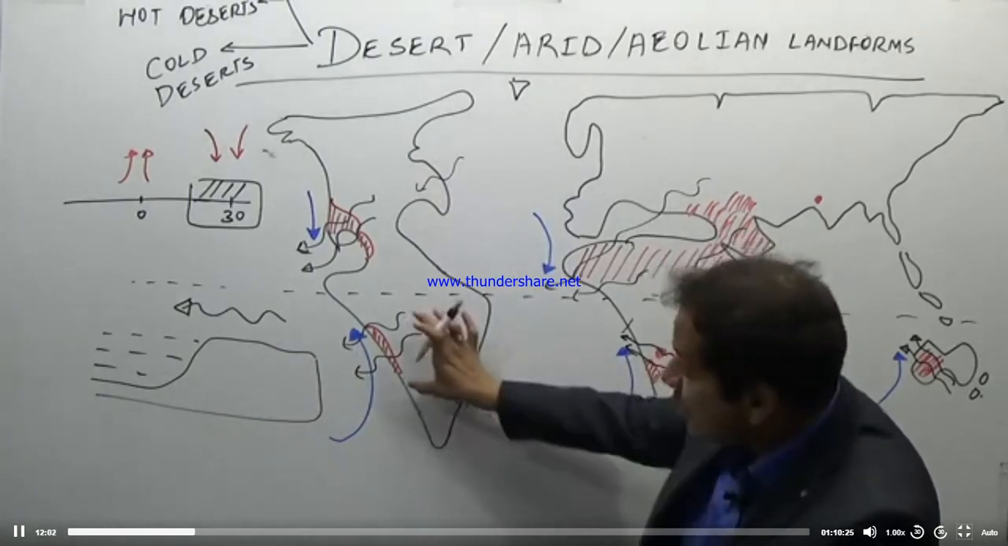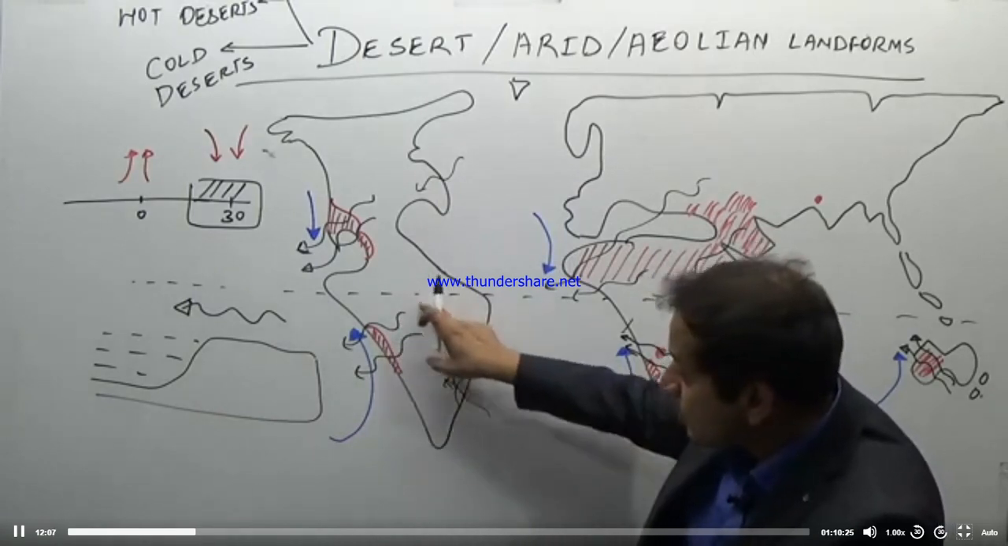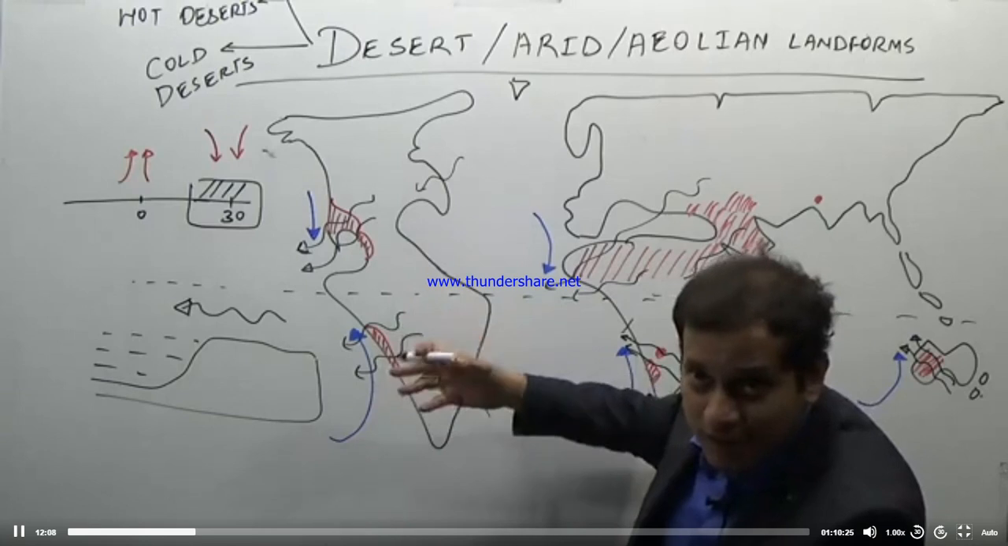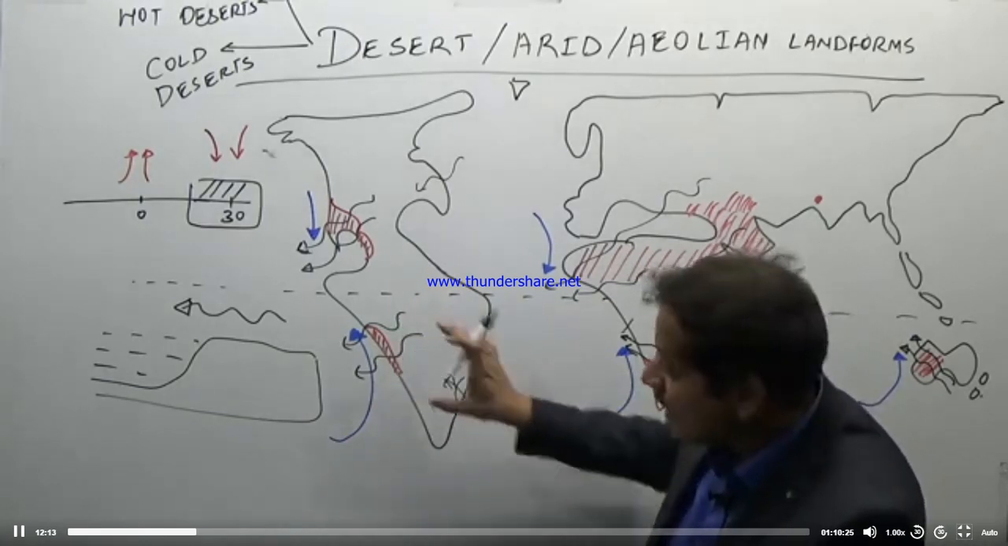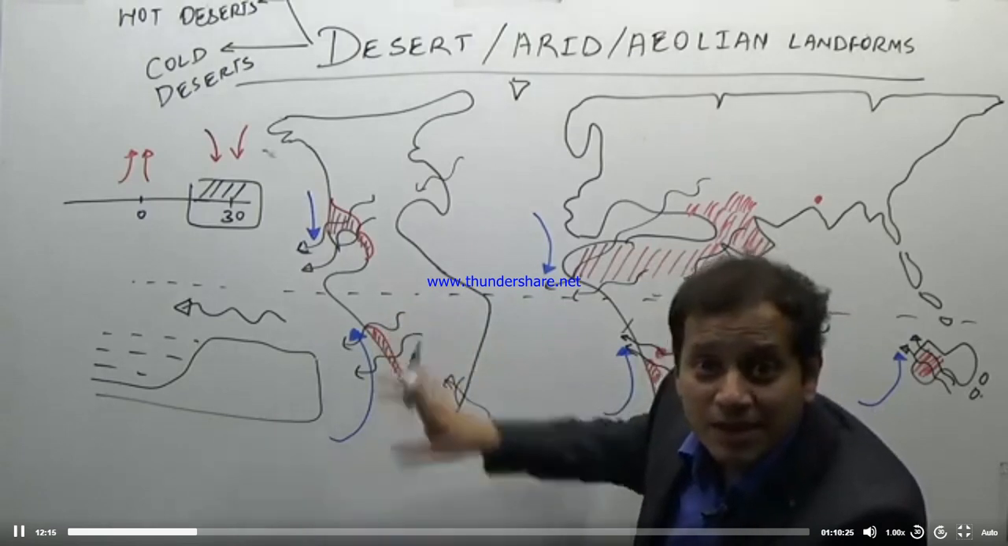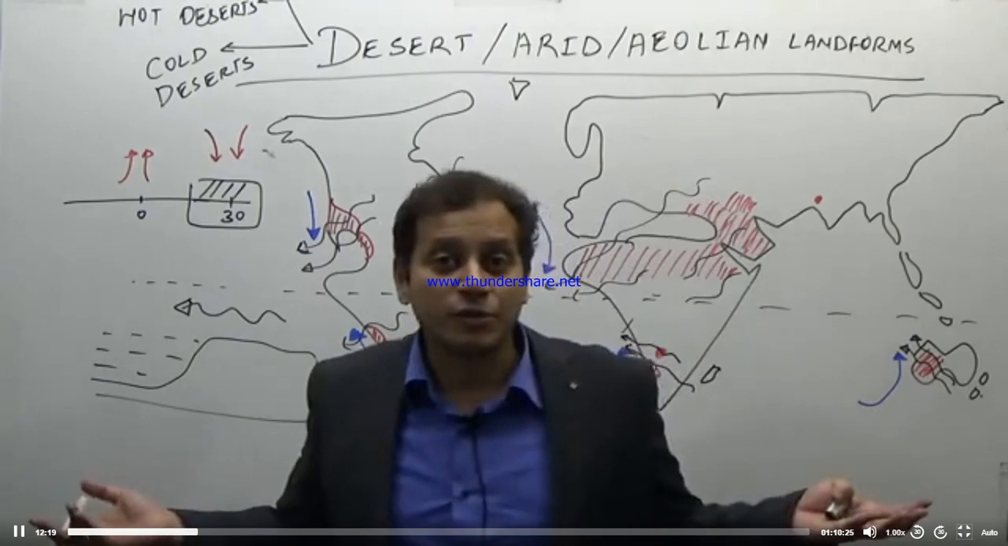Till the time they reach the western side, there is no amount of water, no source of extra water on the land. There is no sea in between, and therefore they do not have a source of moisture. Till the time they reach the western side, they are exhausted of any amount of moisture, and therefore no rainfall.